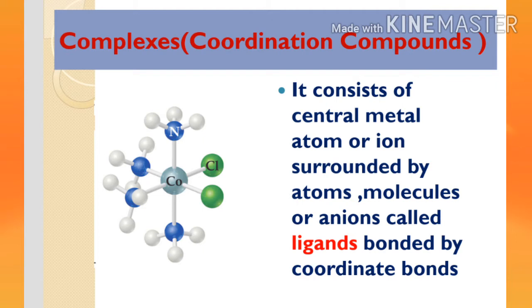What are coordination compounds? Coordination compounds are nothing but a central metal atom or ion that is surrounded by atoms, molecules or anions called ligands, which are bonded by coordinate bonds. Here we can see in the image cobalt, the central metal atom, surrounded by two chlorine atoms, anions, and three ammonia molecules. In this way, this is a coordination compound.